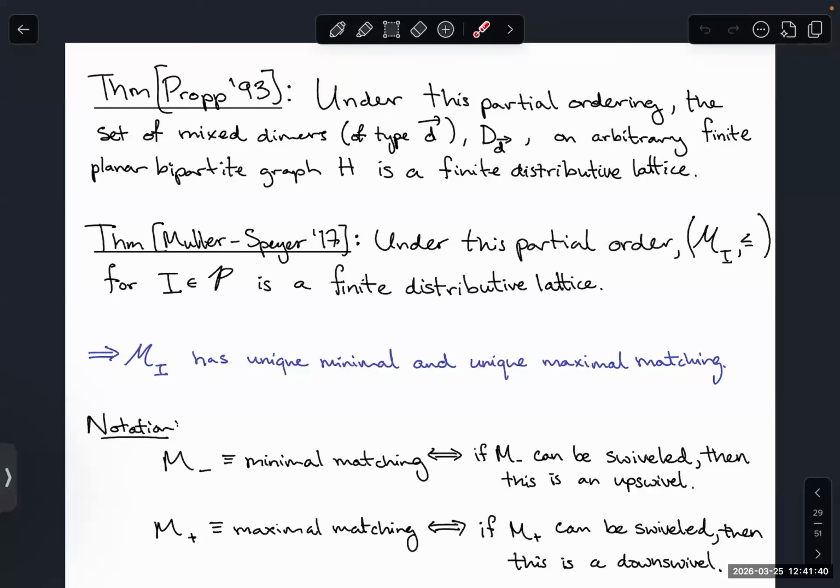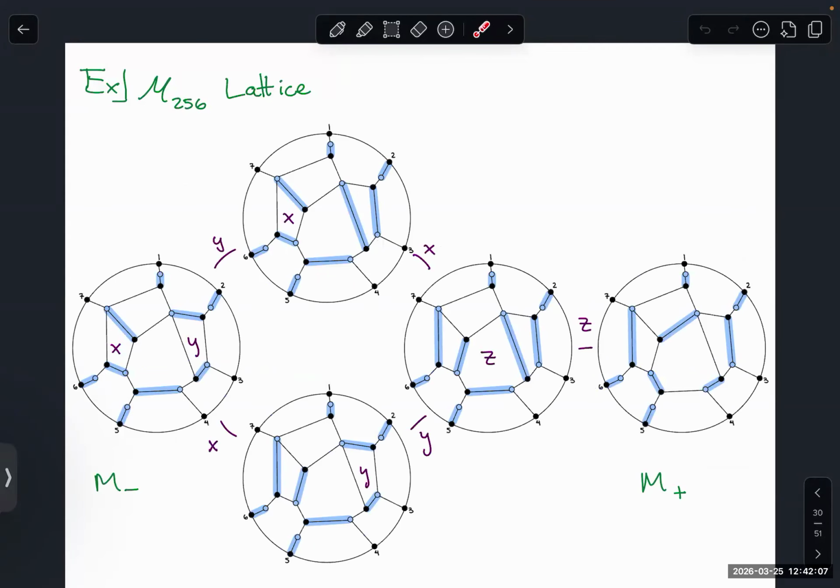And we'll denote these by m minus and m plus, and we'll characterize these by: if we can swivel m minus, then the swivel has to always be an up swivel. If there are any swivels we can apply to m plus, these swivels always have to be down swivels. That's the mantra we'll have running of what these extremal matchings are. But yeah, so just an idea of our picture of what this looks like. This is revisiting the lattice that we had at the start, but I don't have all the decorations of heights and face labels and all that jazz.